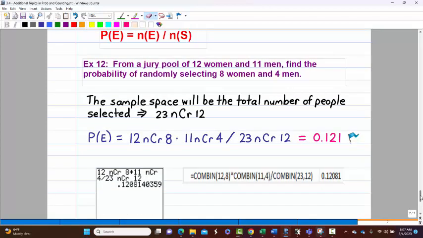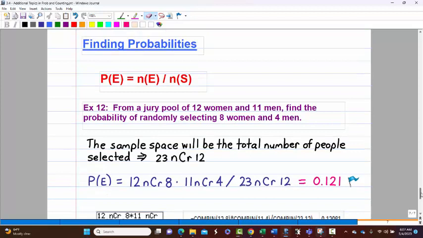But you'll divide by the sample space, which just means the total number chosen out of the total number. In this case, you break the women and the men down in the numerator as far as the individual events. The denominator would just be, you've got 23 people, 12 women and 11 men, and you're choosing 12 people. So out of choosing 12 people out of 23, what's the probability that you end up with 8 women and 4 men?